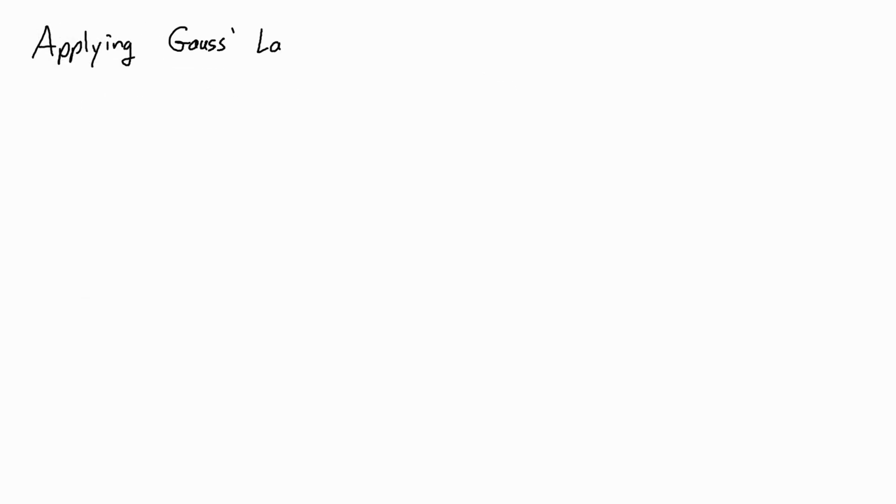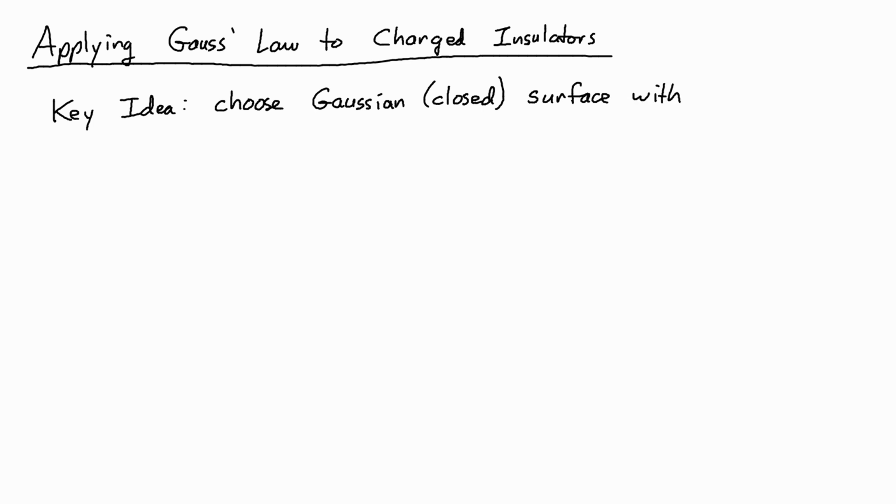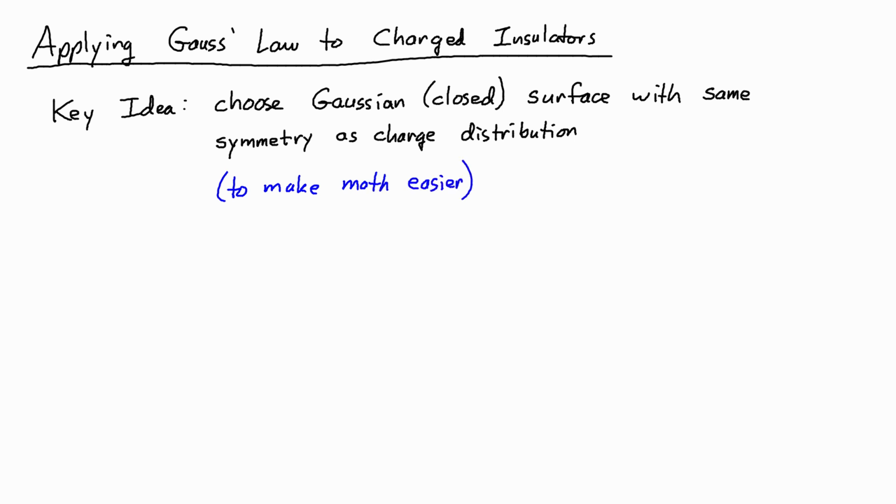When you're applying Gauss's law to charged insulators, the key idea is to choose a Gaussian surface, remember that's a closed surface, with the same symmetry as the charge distribution. And the reason this is a key idea is because it makes the math a lot easier. And you can see the following videos for specific examples of this.